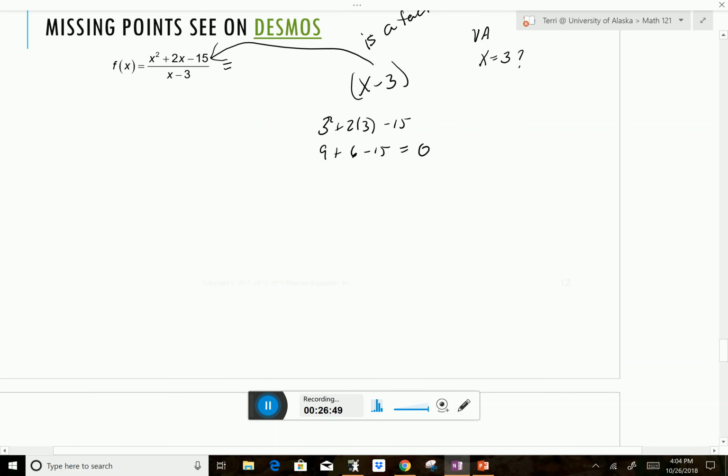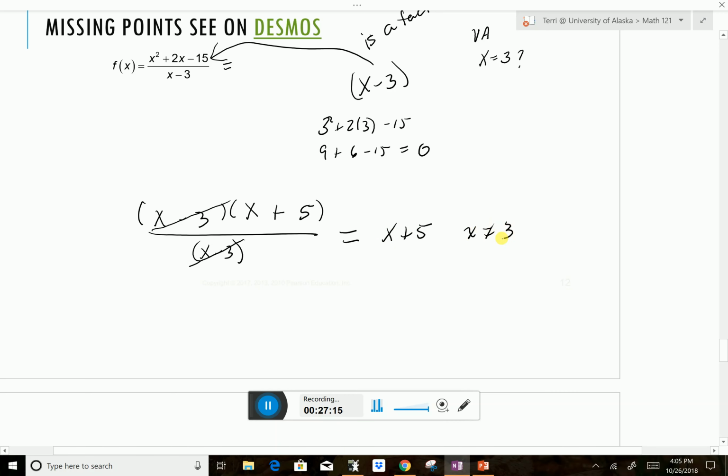So what I want to do is redo this function at the top so that it has x minus 3 and something else. Well, what would that be? x plus 5, right? So what we really have here is equivalent, but if I cross these off, that's fine, except x cannot be 3, or I'm crossing off 0 over 0, which is completely an indeterminate form of anything.